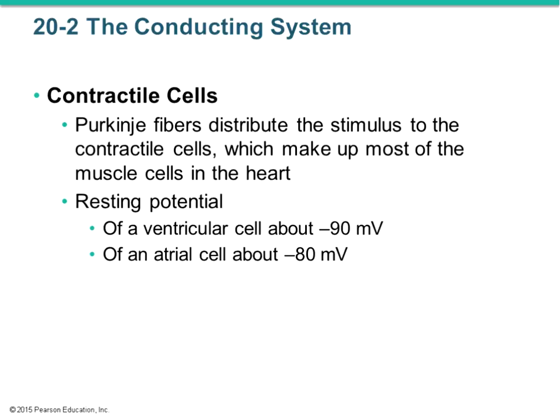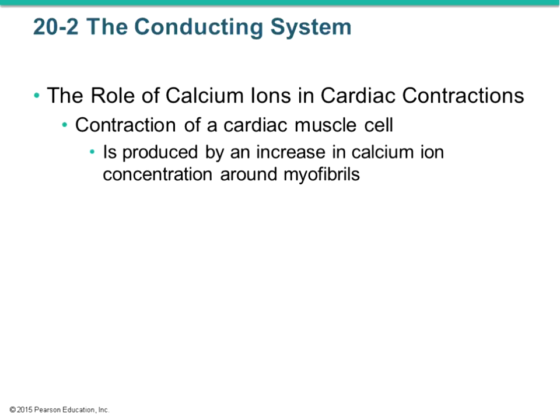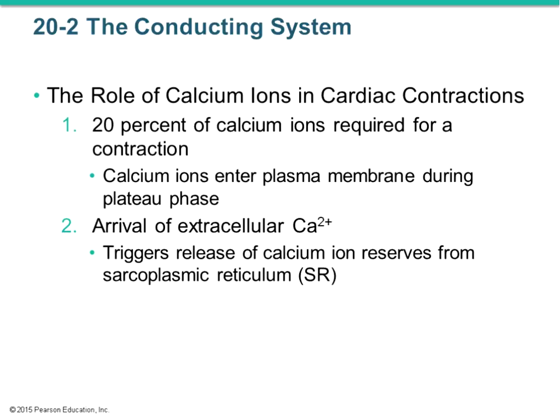Now, the conducting system also, we have the electrical component, which we just talked about, but then you also have contractile cells, right? The Purkinje fibers distribute that stimulus into those muscle cells, and that's where the cardiac muscle is going to contract. Typically, the resting potential of the ventricles is about -90, whereas that of the atrium is typically about -80 millivolts. Okay, so the contraction of the cardiac muscle cells is produced by calcium ion concentrations, right? So calcium, as we know, is playing a significant role, allowing for the interaction of these thick and thin filaments.